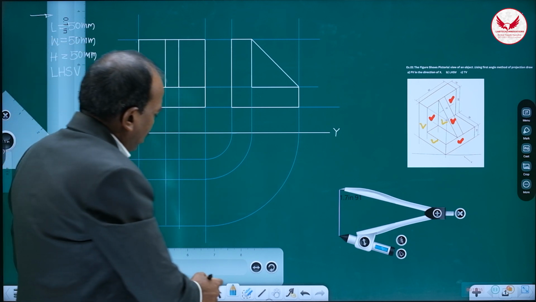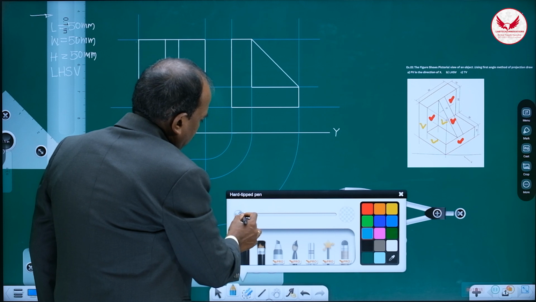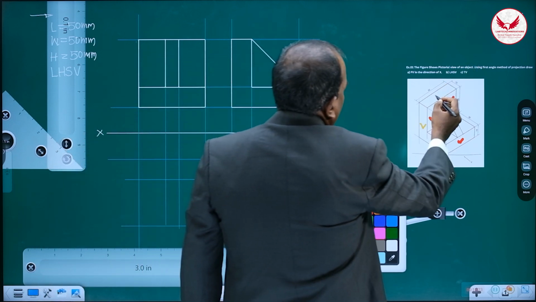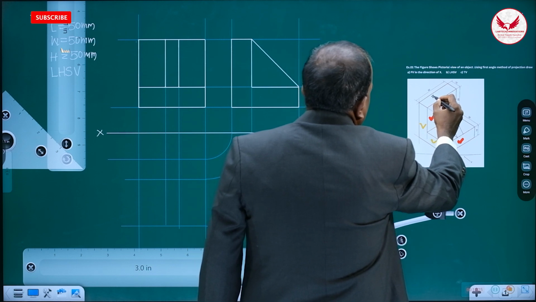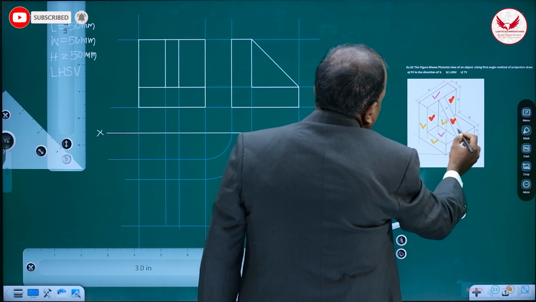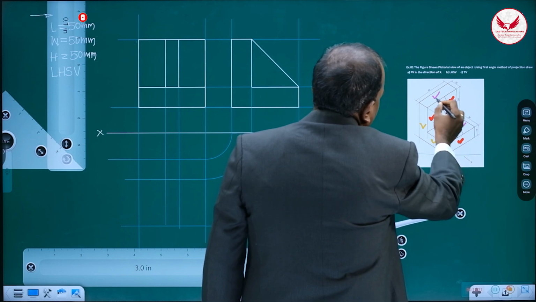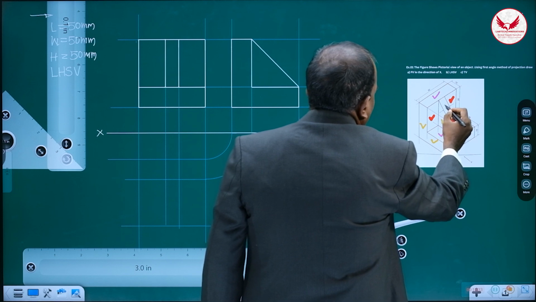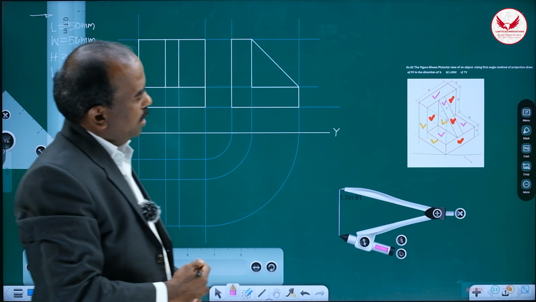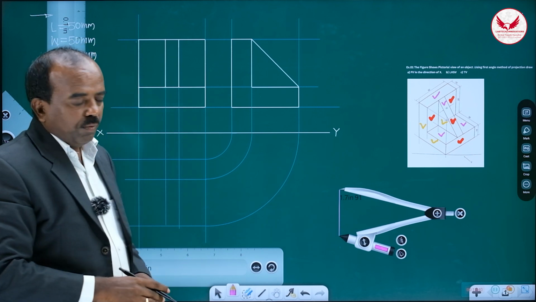Now you can see in the top view what is visible. In the top view, what is visible? So in the top view, this portion is visible when you are looking from the top. This portion is visible and this portion is there, means three rectangles, as well as this slant also is visible in the top view.